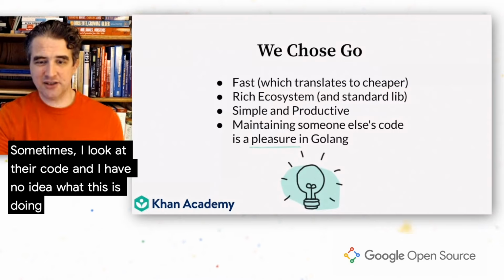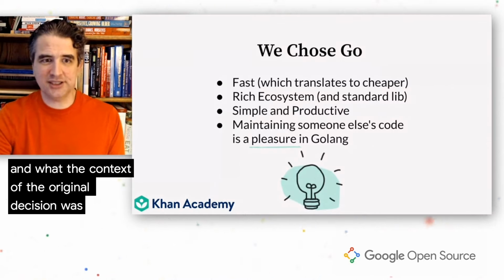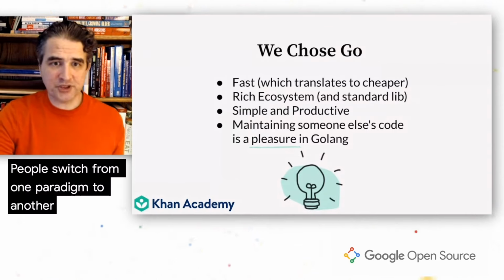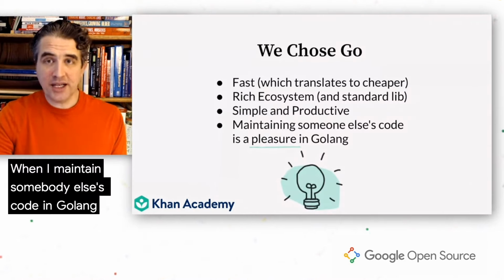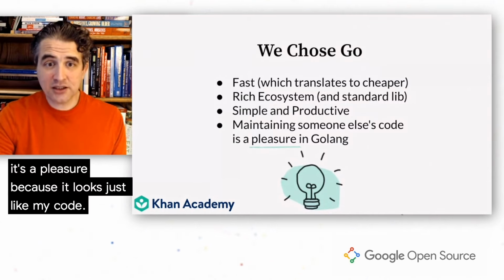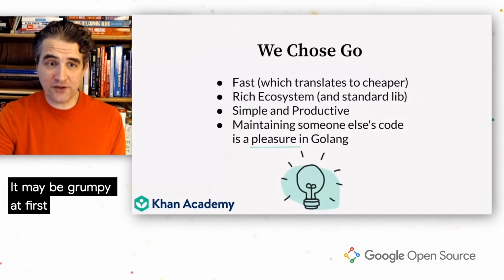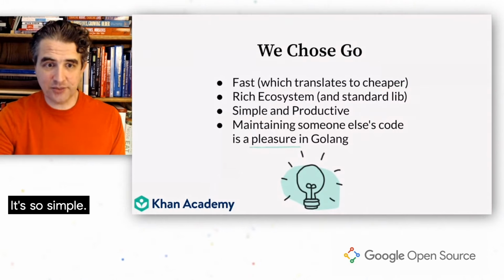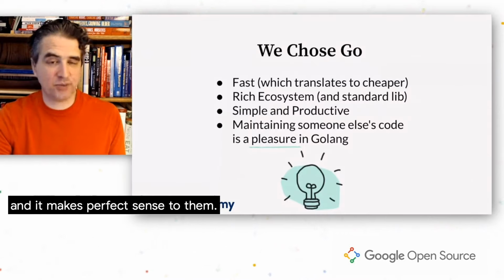Sometimes I look at their code and I have no idea what this is doing and what the context of the original decision was, especially as it's shifted over time. People switch from one paradigm to another, back and forth. When I maintain somebody else's code in Golang, it's a pleasure because it looks just like my code. I love that. It may be grumpy at first, but I really love the maintainability of Go. It's so simple, it's so easy for anybody to jump into a code base and makes perfect sense to them.